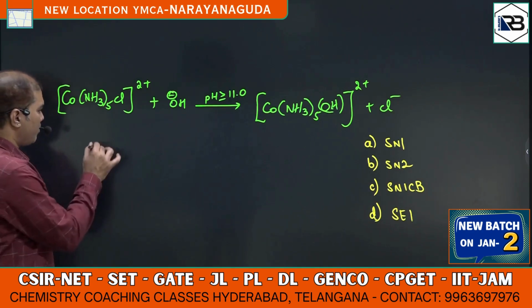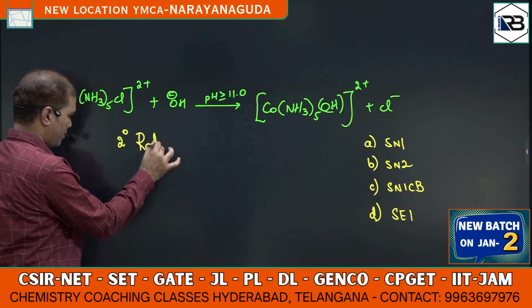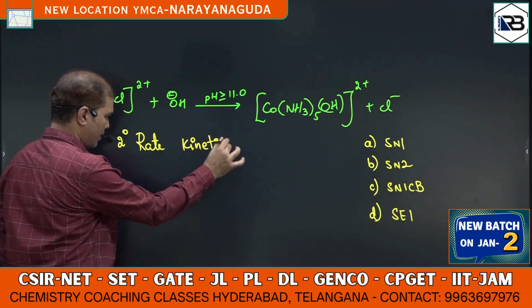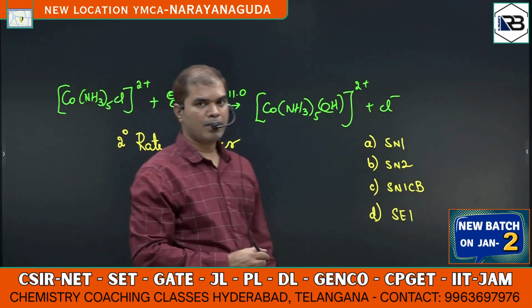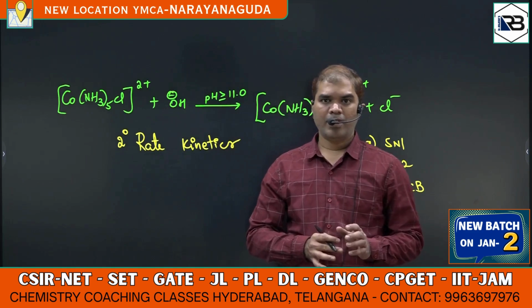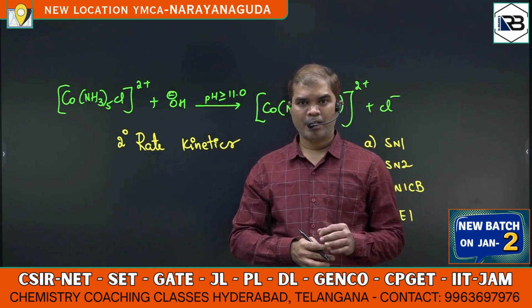Now if we study the mechanism, experimentally it was found to be second order rate kinetics. So if it is second order rate kinetics, if I increase the concentration of any one of the reactants, the rate of the reaction has to increase. And they have done the same. They have raised the concentration of the complex, and the rate of the reaction has increased.